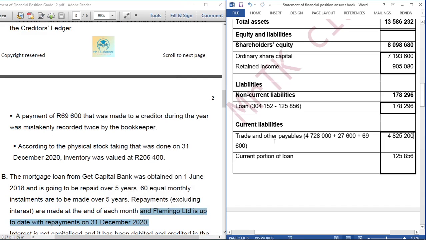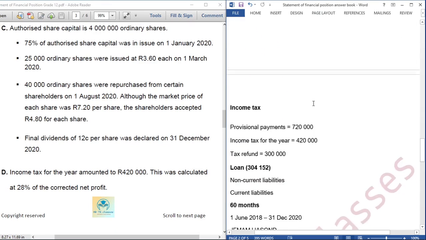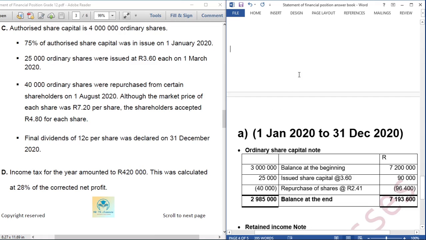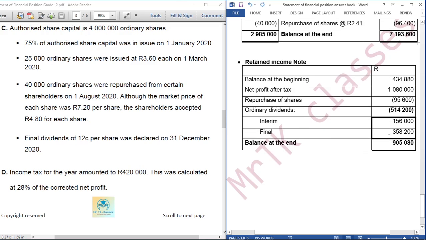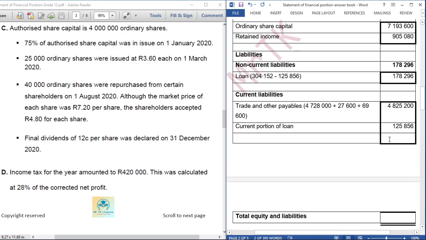Then, do we have anything else that falls under current liabilities? I can see that we have final dividends here. Final dividends, we have them here because we calculated them when we were doing part A. So you should look for the tutorial video of part A. Final dividends, this is the amount. We just take it from here and put it here. And this is called shareholders for dividends.